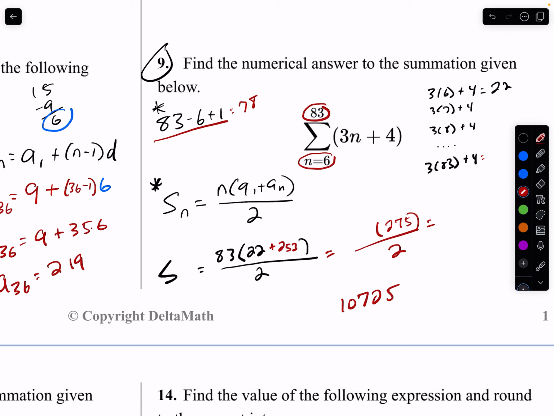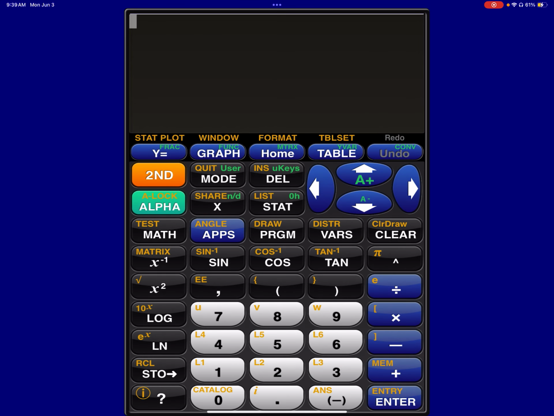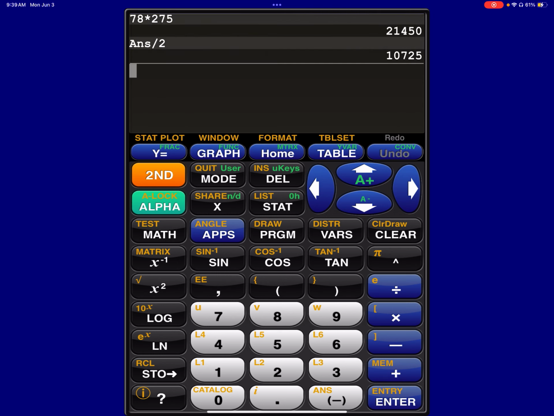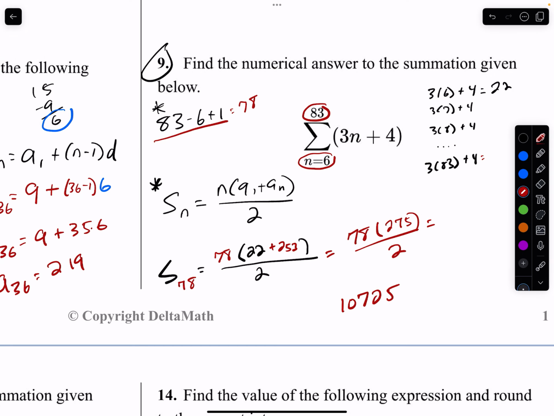So the sum of 78 terms, you can see you get a sum of 78 terms. And let's see if that gives us the answer. 78 times 275 divided by 2. There we go. All right, so I realized my mistake right there. Okay, so be careful substituting in, right? From 6 to 83 are 78 terms, not 83 terms.